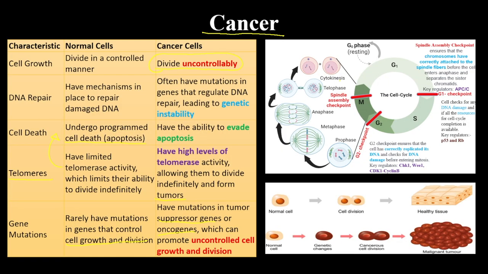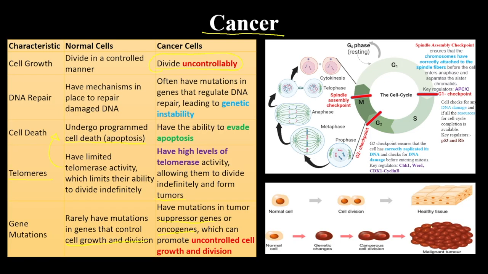So these are some of the things we have shown: how the cell cycle is happening, how the different stages of the cell cycle are happening, and how the different molecules or enzymes are participating in these pathways. The normal cell goes through cell division and forms healthy tissue, whereas when it goes through genetic changes, meaning mutations and other things, it acquires the transformogenic phenotype, and as a result it forms a malignant tumor.